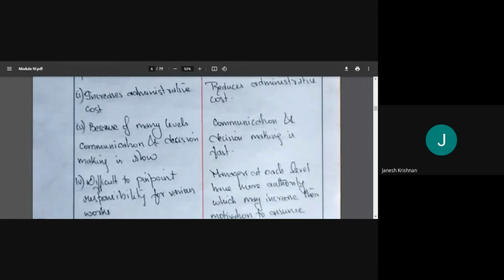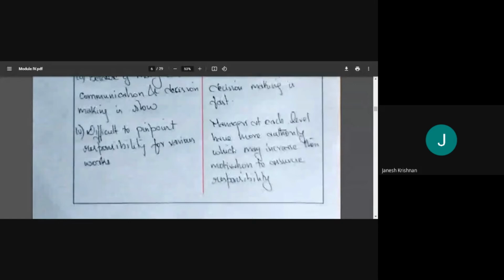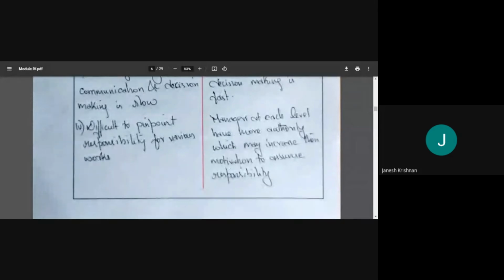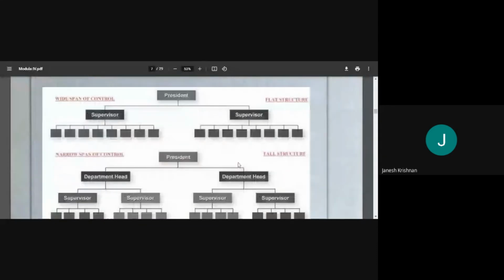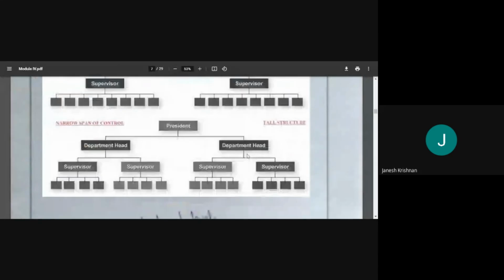Communication and decision making will be slow. As you can see, to make a decision, it has to go to many tables. But in a wide or flat hierarchy, decision making will be quicker. In a tall one, it is difficult to pinpoint responsibilities, because you may not be able to easily pinpoint who is responsible. It cannot be done, but it is difficult. But here, with the manager, everyone knows what their role is, so it is easier. So you need to draw the figure also.